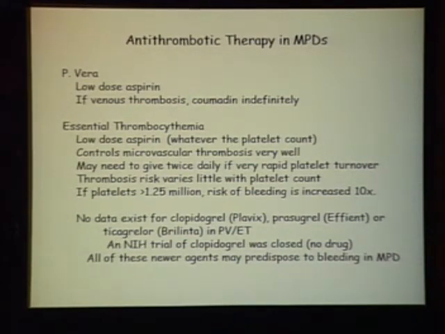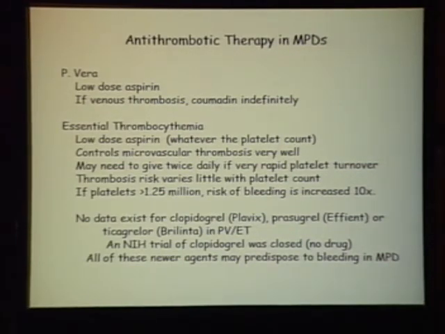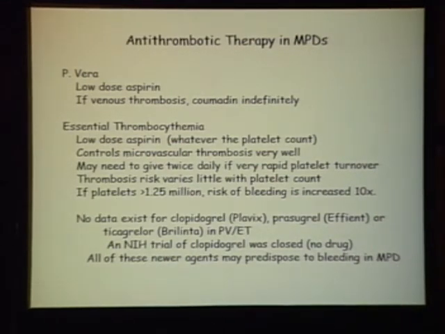There are really no data available, and I looked very, very hard, on the use of Plavix or the other newer ADP receptor inhibitors like Effient or Brilinta in the myeloproliferative diseases. There was supposed to be a clinical trial to start in 2009 with Plavix, and the company never released the drug for the trial, and it was closed before it ever opened. It was an NIH trial.